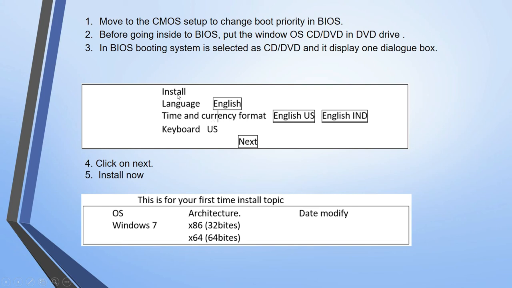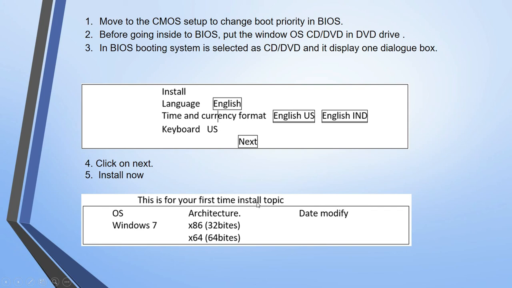In install language, you have to select English. Time and currency format is there, and keyboard is there. And one Next button is there, so you have to click on the Next button, then the Install Now option should be there. Okay, so this is for the first time installation topic.